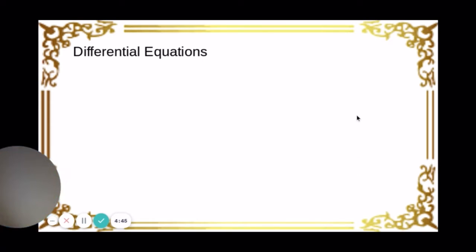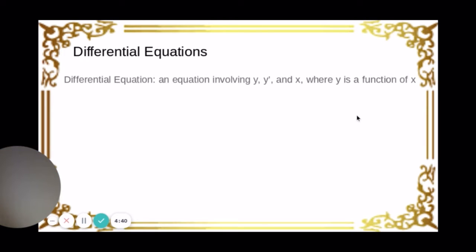So in order to understand Euler's method, first it's important to understand differential equations. A differential equation is any equation involving y prime and x, where y is a function of x and y prime is the derivative of y. For example, y prime equals 3y over x.